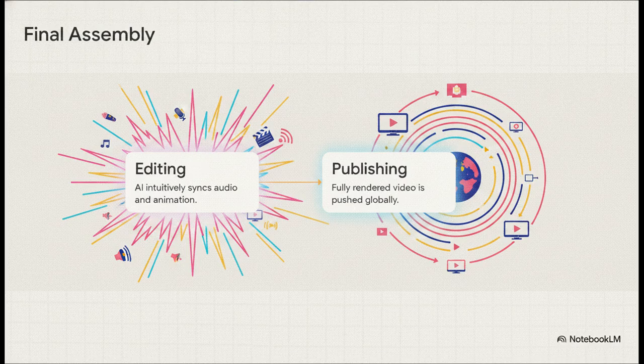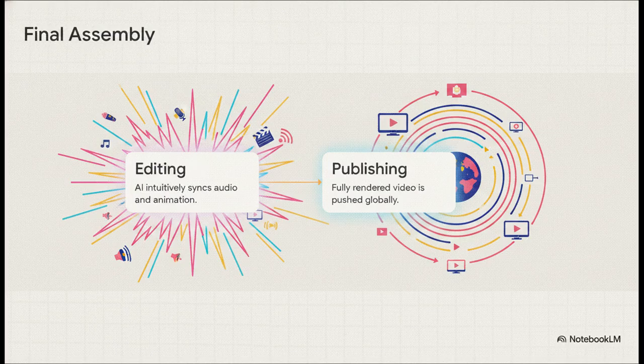So the creator has generated all these distinct pieces, and now they all need to converge. In a traditional workflow, bringing all these elements together is exactly where the bottlenecks happen. But here, steps 8 and 9, editing and publishing, happen completely seamlessly. The AI intuitively understands the pacing, syncing the voice, the music, and the animation together perfectly right inside that animated interface. The creator simply oversees the final cut, making tiny, microscopic adjustments.